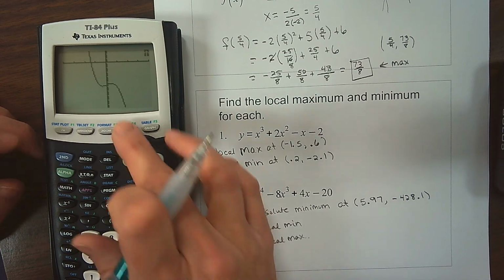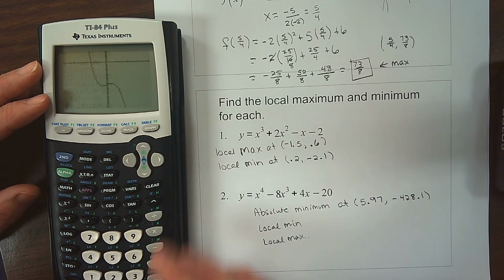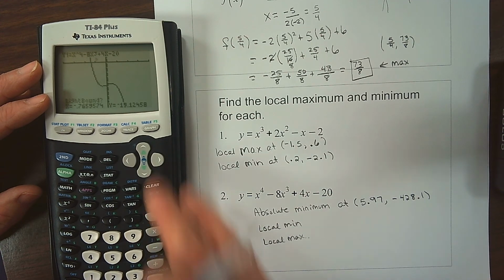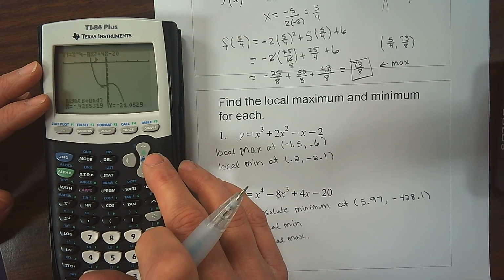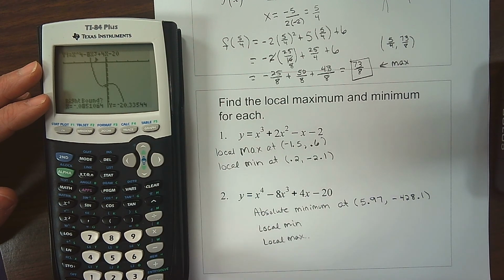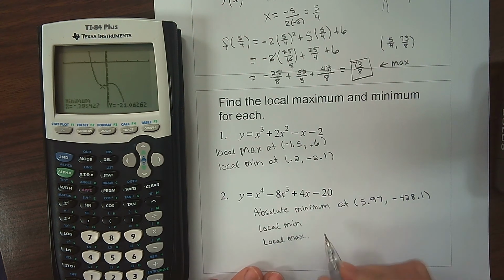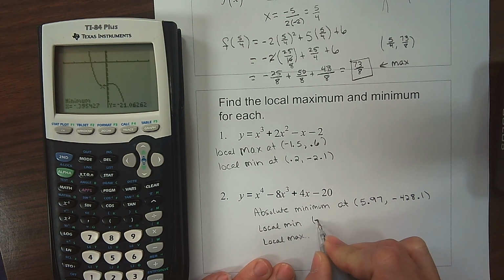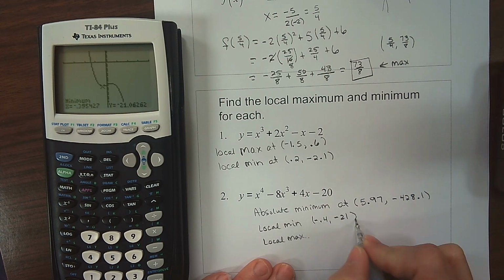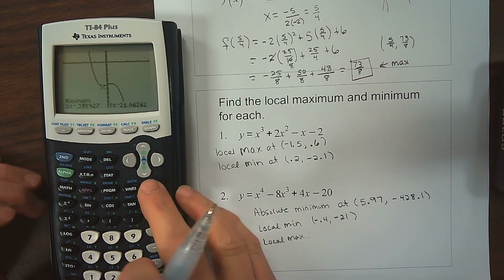I'm going to do second, calculate, down to minimum, come to the left of that and hit enter. Watch for the values not just to be going down, but starting to head back up again. And that's when I want to hit enter one more time and then enter again to ask for that local minimum. It is at x equals -0.4, y equals -21.